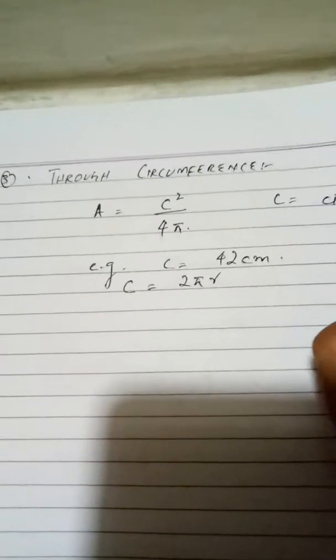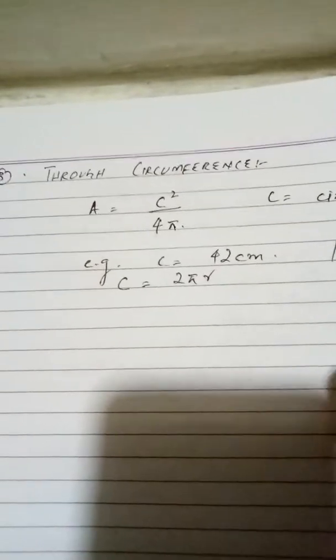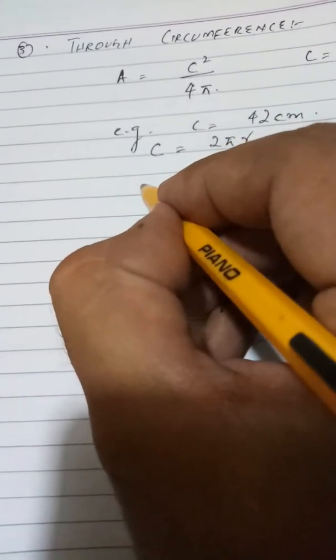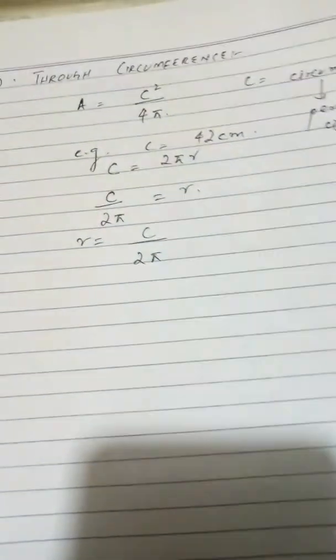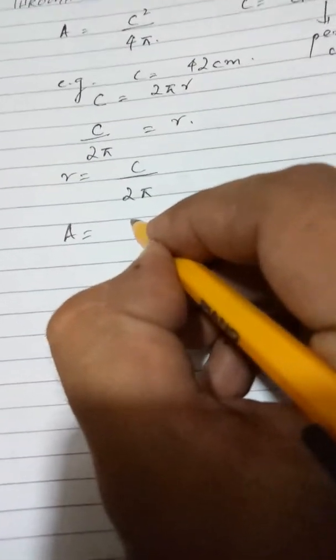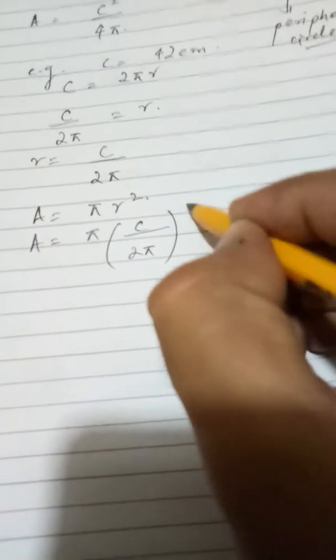Circumference is 2 pi r, and the circumference is known as the periphery of the circle. So through circumference, let's see, c square over 4 pi. I'm going to put c by 2 pi is equal to r. So r is equal to c by 2 pi, and area is equal to pi r square, so our area is equal to pi times (c by 2 pi) square.